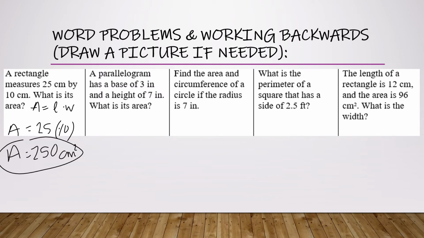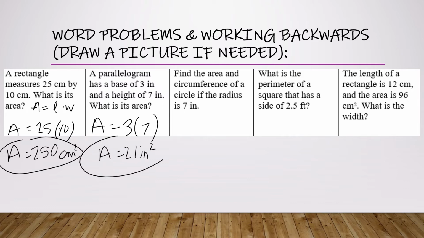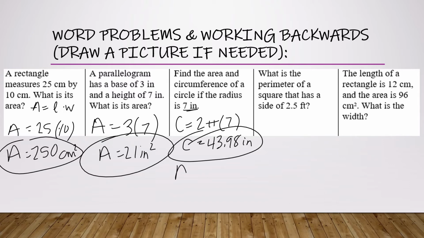A parallelogram has a base of 3 inches and a height of 7 inches. Parallelogram is base times height. So 3 times 7, which would be 21 inches squared. Find the area and circumference of a circle if the radius is 7 inches. So circumference of a circle is 2 pi r. So the circumference of this circle would be 43.98 inches. The area is pi r squared. So again, put that all in your calculator and round, you have 153.94 inches squared.